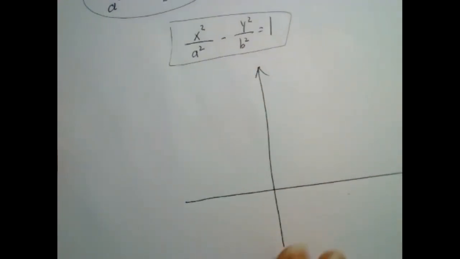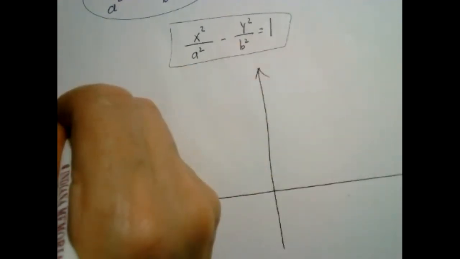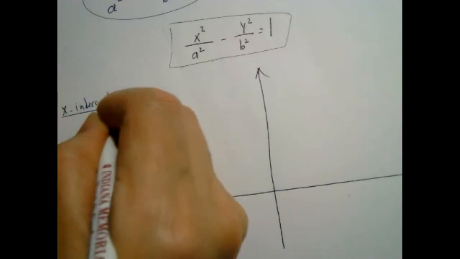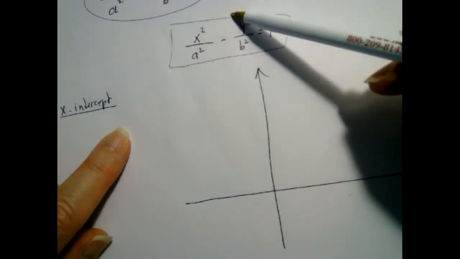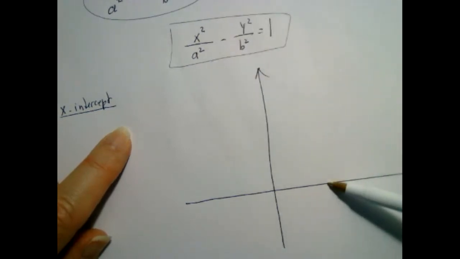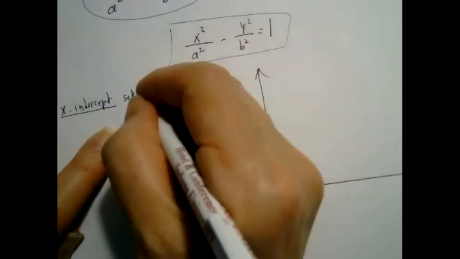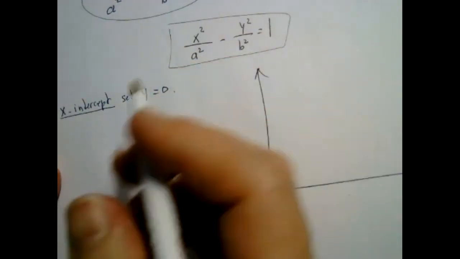Okay. Step number 1, just to give it a little bit of motivation, I'm going to find the x-intercept. What does x-intercept mean? X-intercept means, if an equation has this form, when does it hit the x-axis? So to find the x-intercept, we say it hits the x-axis when y is equal to 0. So we're going to set y equal to 0.